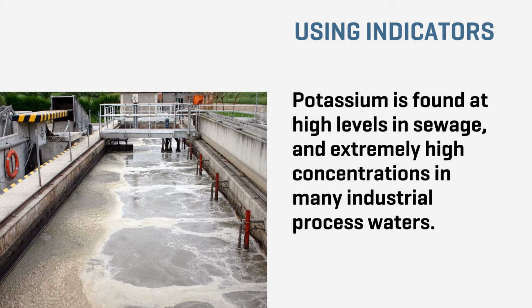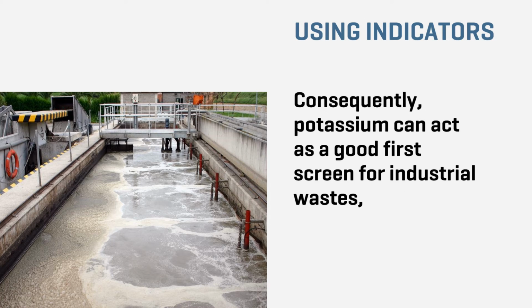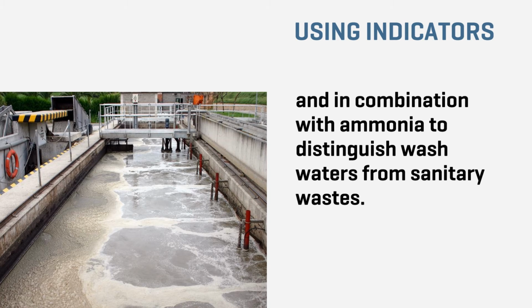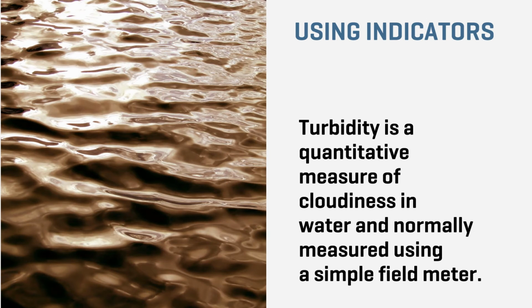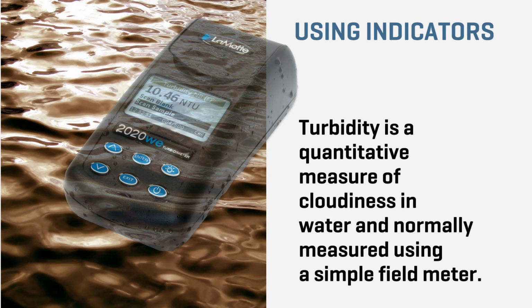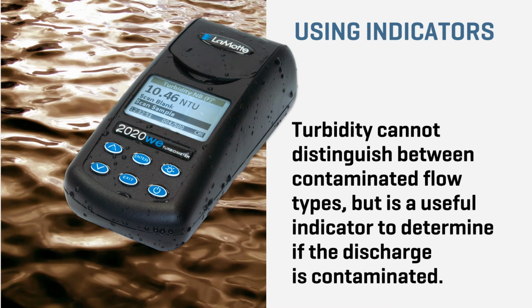Potassium is found at high levels in sewage and extremely high concentrations in many industrial process waters. Consequently, potassium can act as a good first screen for industrial wastes and in combination with ammonia to distinguish wash waters from sanitary wastes. Turbidity is a quantitative measure of cloudiness in water and normally measured using a simple field meter. Turbidity cannot distinguish between contaminated flow types, but is a useful indicator to determine if the discharge is contaminated.